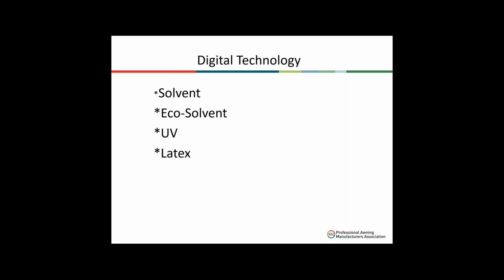And then the digital technology. So I mentioned there's really 4 major technologies that you can print awnings: solvent, eco-solvent, which are really the 2 older technologies, but they're still very good, UV, and latex. And I'll show you the different machines, and we can describe or discuss the benefits of each one.